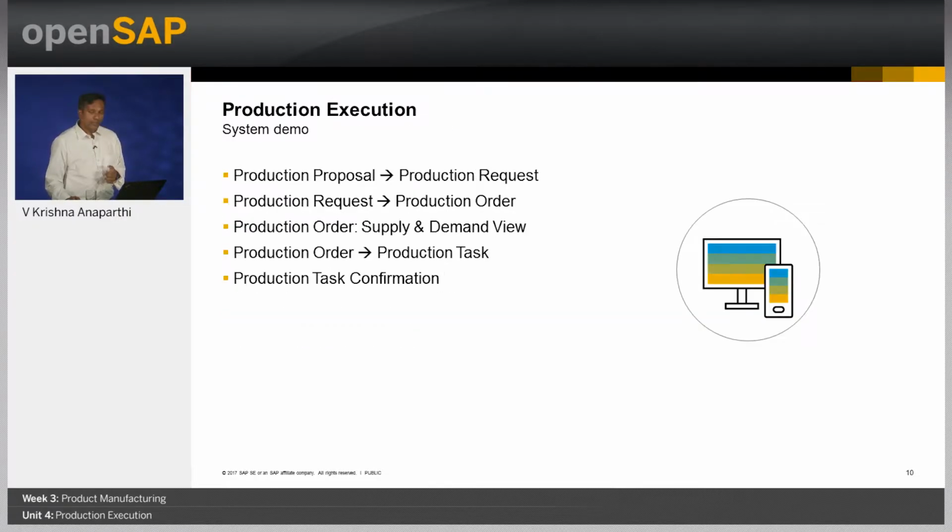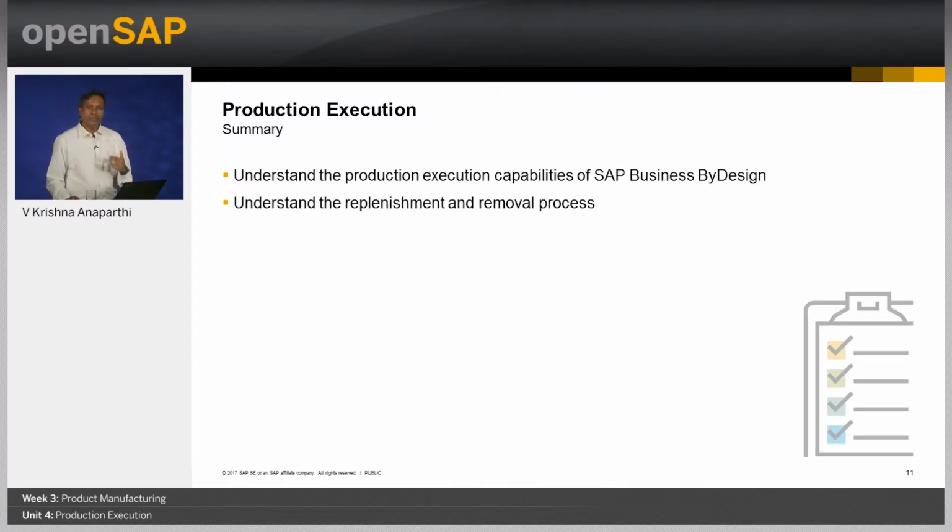With that, we come to the end of Unit 4. To quickly summarize, in this unit we learned the following: understand the production execution and its automation capabilities, understand projected material flow, and understand at a high level what you mean by replenishment and removal.